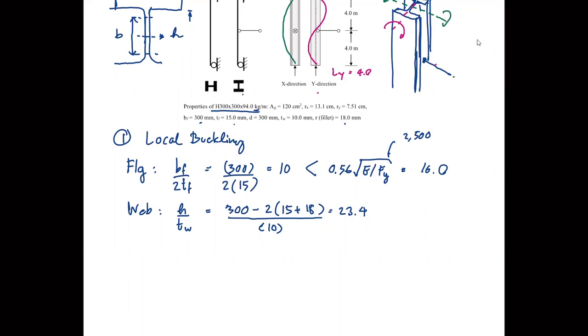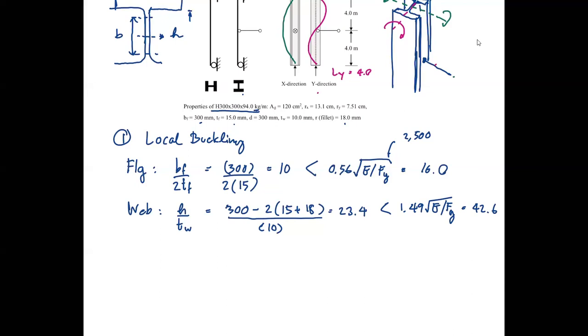Okay? And this will be compared with 1.49 square root E over Fy, because this is a different element. And like I said yesterday, this is roughly 42.6. So here again is less. So the flange slenderness ratio is smaller than the limiting value, and the web is the same. So we can call this section compact section.